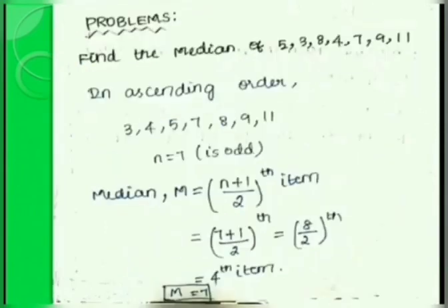Let us see one example. Find the median of the data given. We have to first arrange the data in ascending or descending order. Then we have to count how many data are there. Here 7 data are given, so n is equal to 7. 7 is obviously odd, so we have to use the formula (n plus 1) by 2th item. Here n is 7, so 7 plus 1 by 2, which is 8 by 2, the 4th item. Our 4th item is 7. So our median is equal to 7.